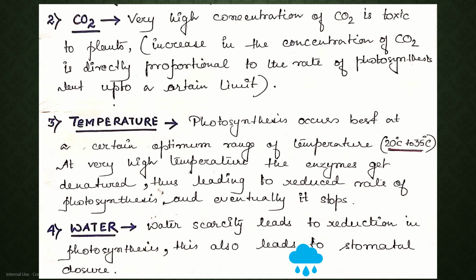Photosynthesis occurs best at a certain optimum range of temperature, which is 20 degrees Celsius to 35 degrees Celsius. This is your optimum range of temperature.